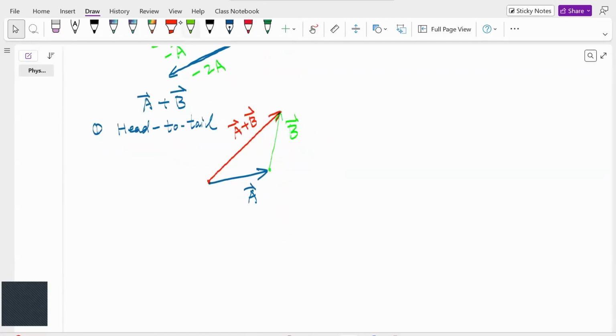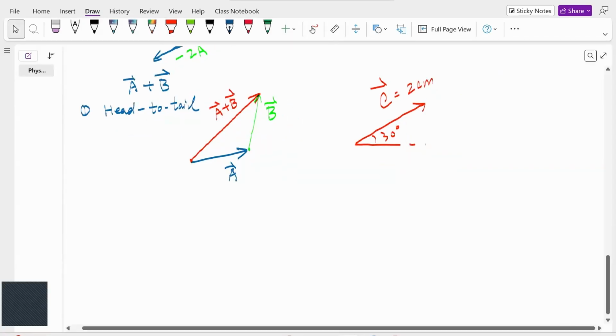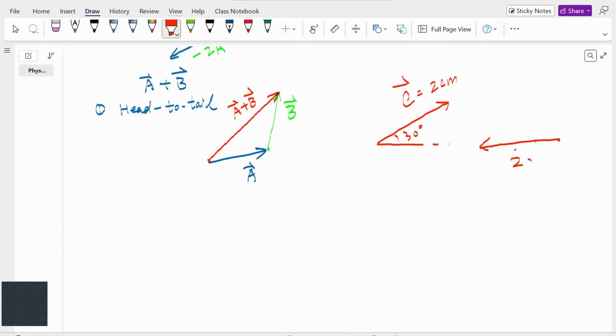And I'm going to give you a few other vectors. I'm going to put C, and this angle is 30 degrees. So assume this length is 2 centimeters, okay? And D is also 2 centimeters. So you will see that this is 180, right? So if you measure the angle, it will be 180 degrees. 180 degrees will be pi, right?